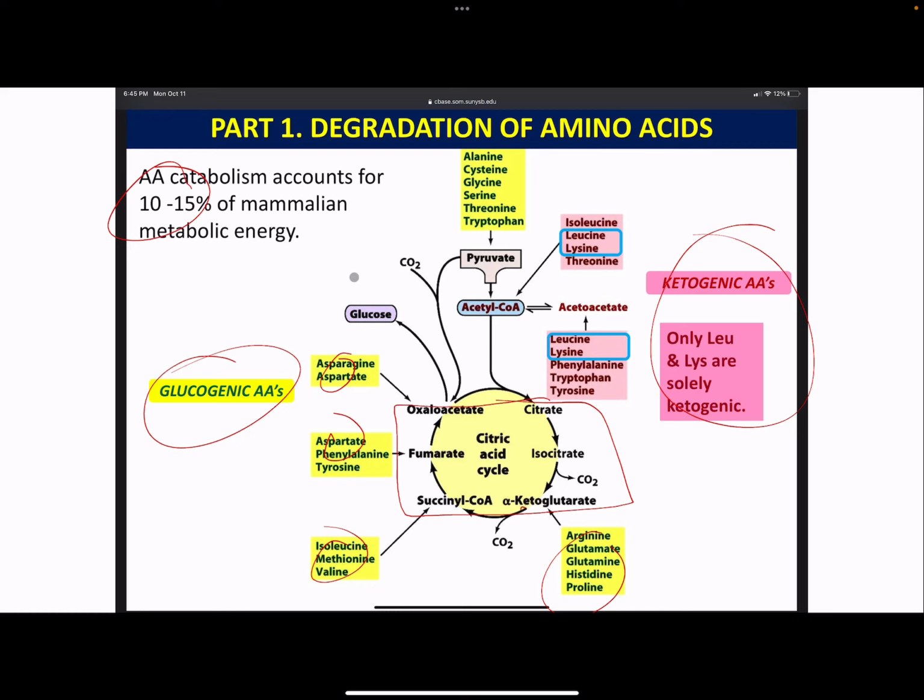I have one extra alpha-ketoglutarate, or this, or this, or this. And so you know what? We have one extra one. We can afford to ship this oxaloacetate and make it a glucose and have it leave the cell. So that's why entering here is glucogenic.